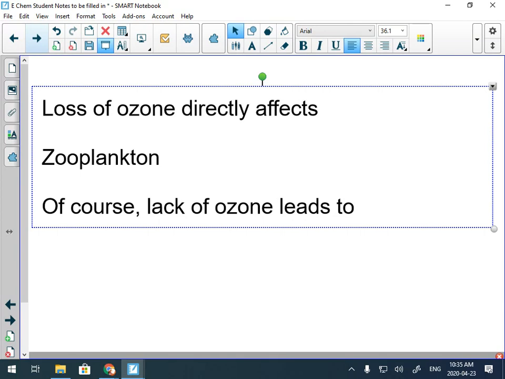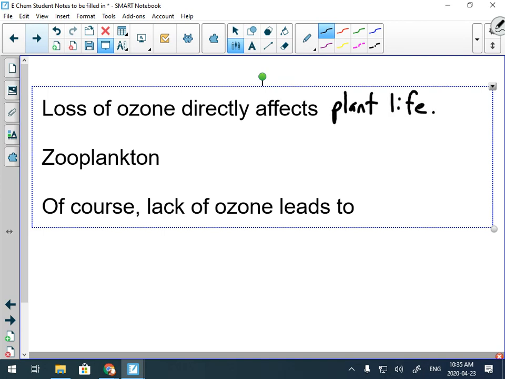Okay, so why is the loss of ozone such a bad deal? Well, first off, it directly affects plant life. Now, plants aren't the most exciting thing, but you can imagine how long we would last without plants. Extra UV light destroys chlorophyll. You think, oh, don't plants eat light? Well, they do, but too much of a good thing is bad for them.